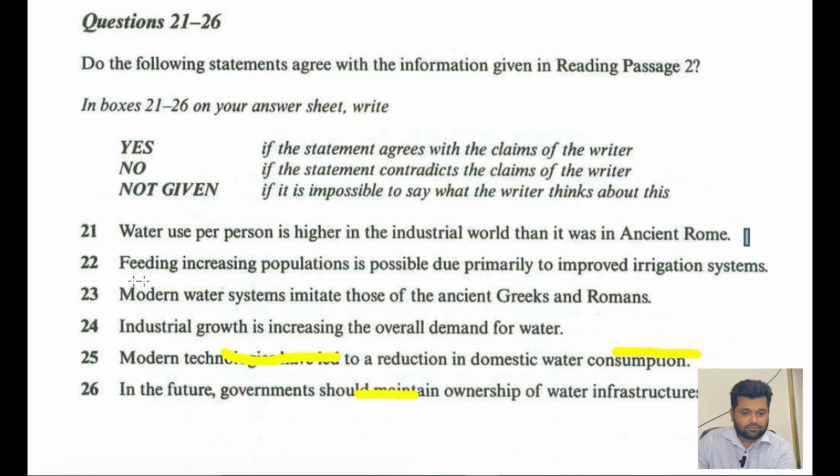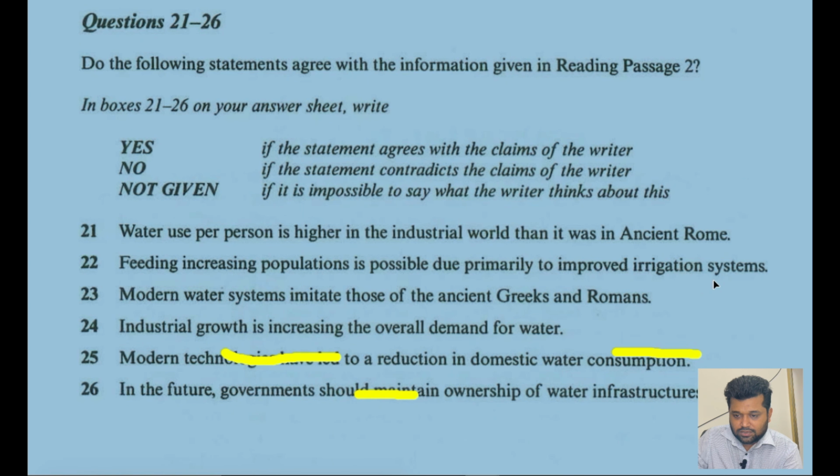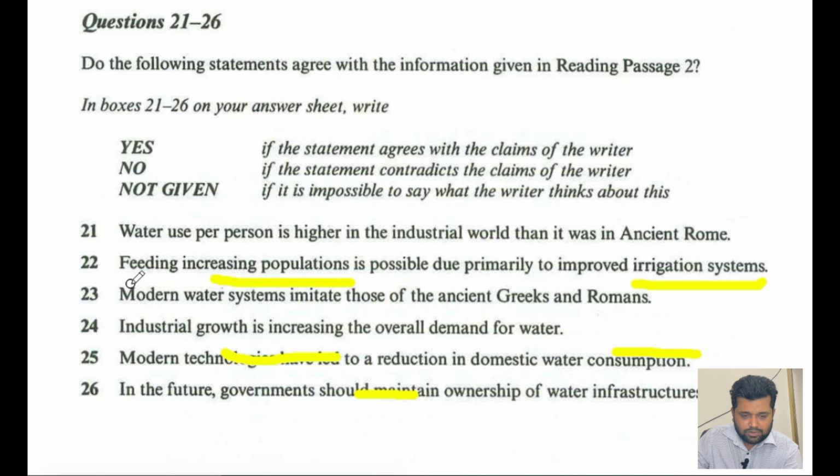Number 21, feeding increasing population is possible due primarily to improved irrigation systems. So what do you see here? Irrigation systems are matching the increasing populations with their food. To feed them, we need a huge number of agricultural activities, food for the people. So at that time irrigation helps. And what do you find in the passage?